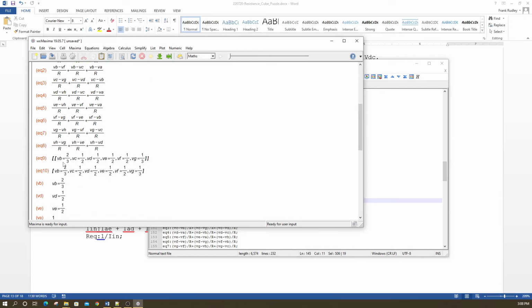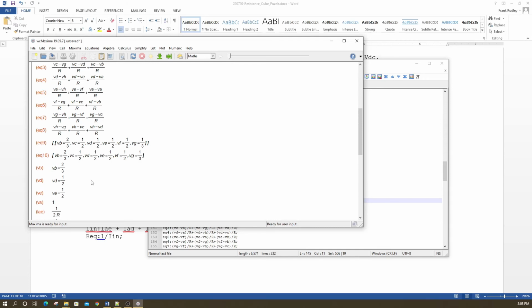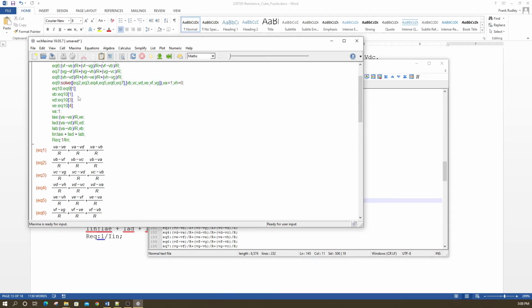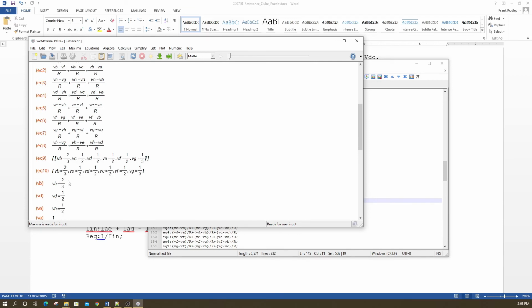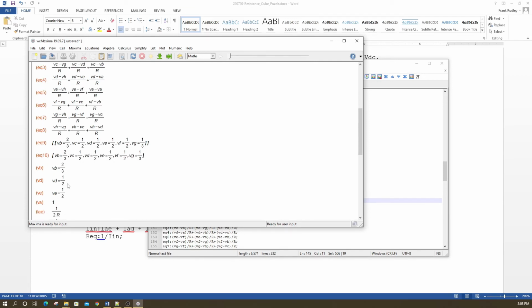So the voltage at B with 1 volt is 2/3, VC is 1/2 volt, VD is 1/2, VE is 1/2, VF is 1/2, VG is 1/3. And so the next step is just to get these terms out. So I wanted to separate. This is a way of pulling these terms out. So I wanted to get an equation for VB, for VD, and VE.